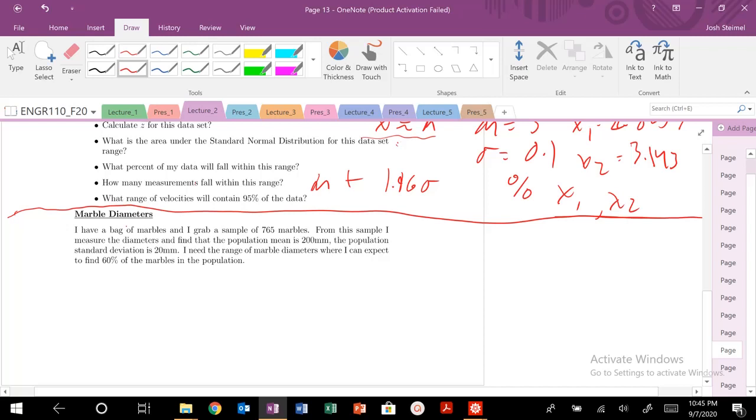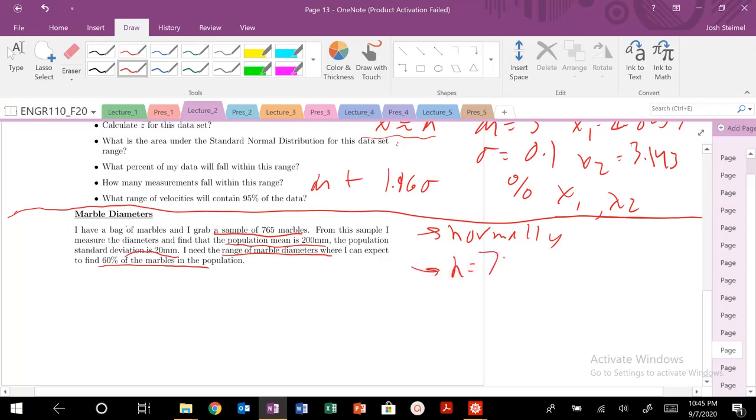So marble diameters, once again, bag of marbles. I grab a sample. That's 765 marbles from our population. Population mean is 200 millimeters. Population standard deviation, 20 millimeters. Range of marbles where I can expect to find 60% of the marbles in my population. So we know that one assumption that we're making is that we're normally distributed. No information in the problem statement, but we have to assume that to move forward.